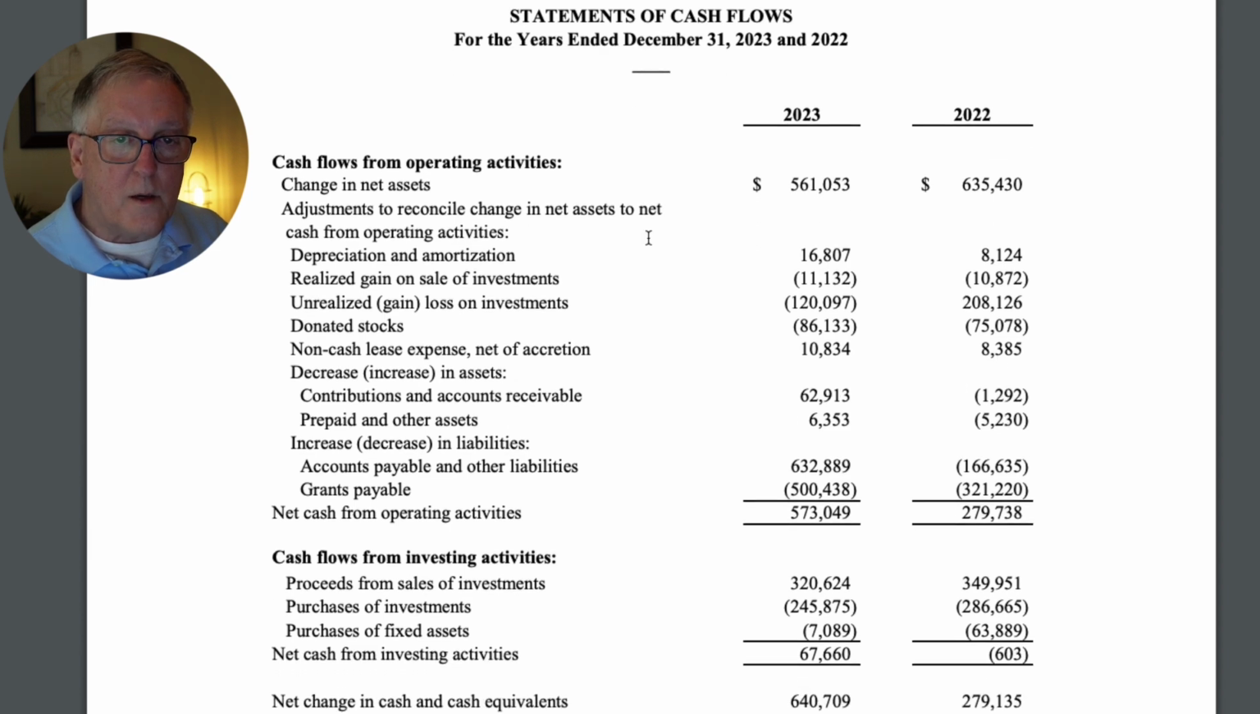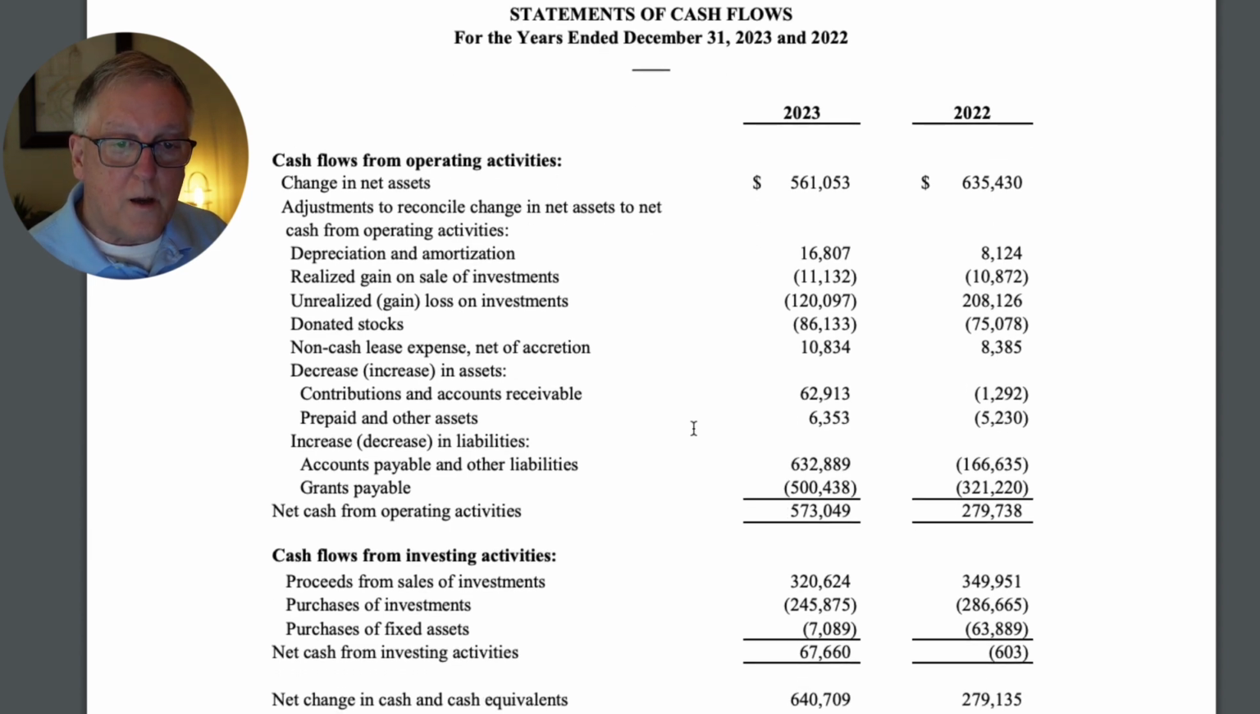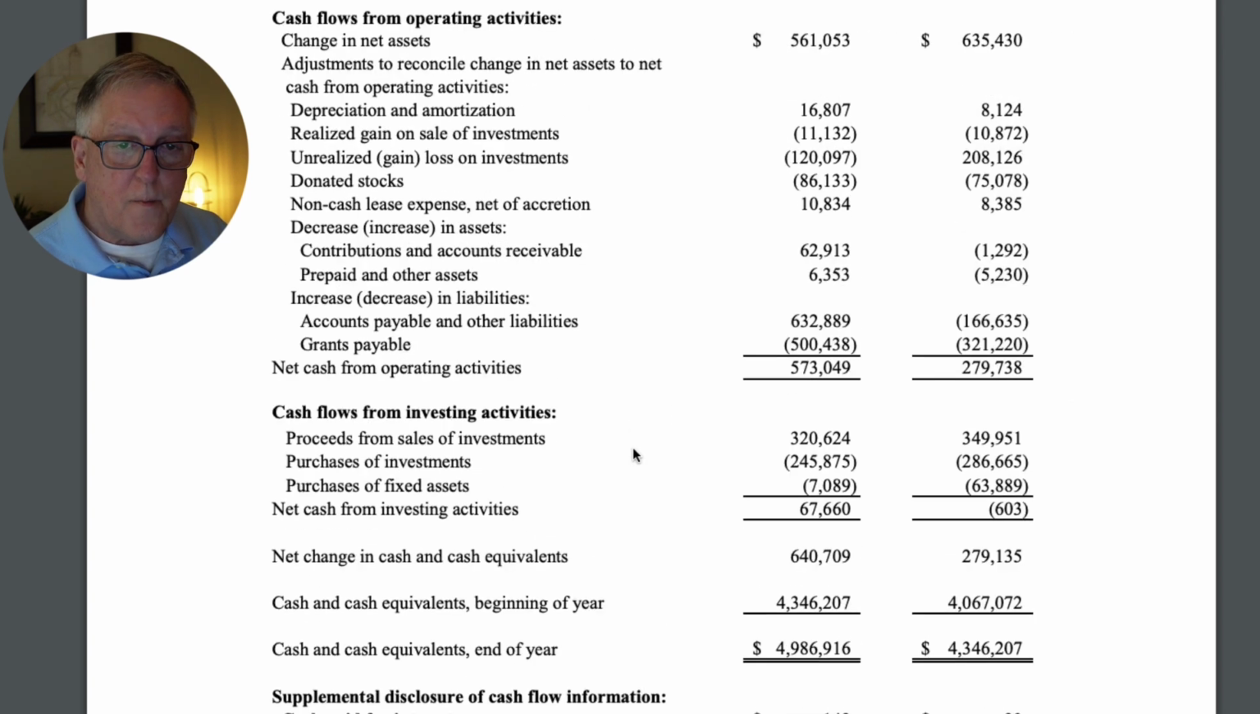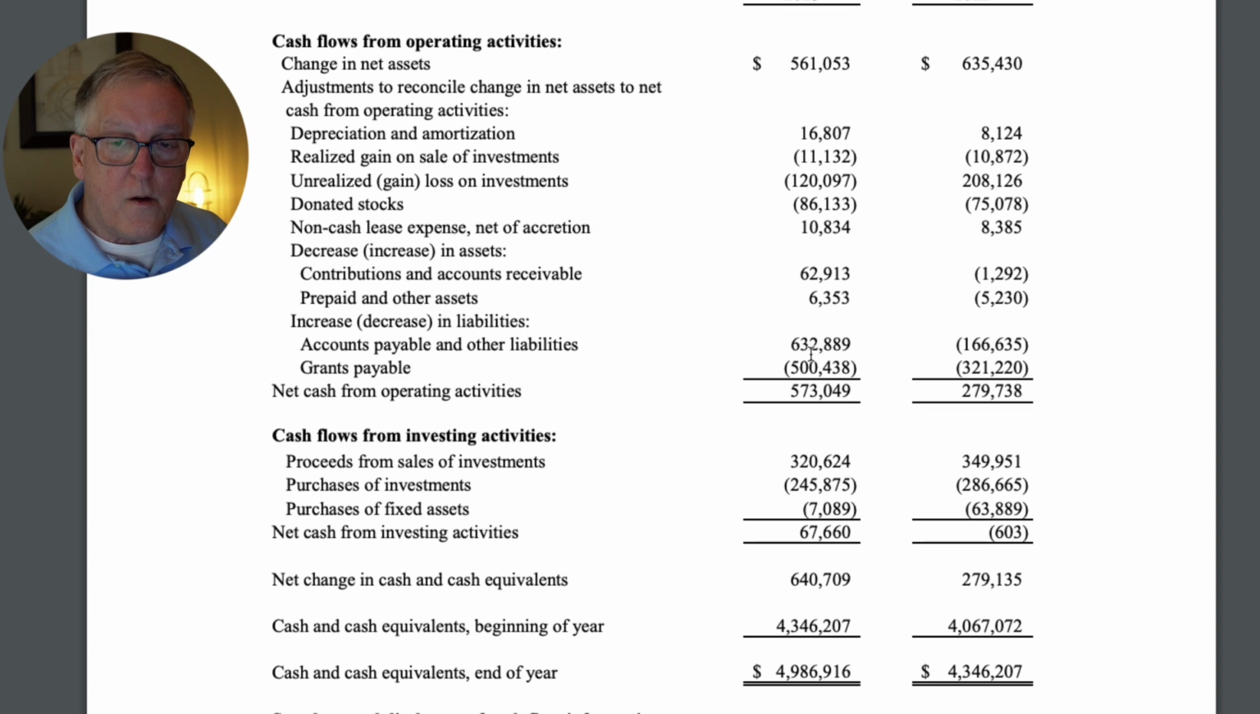Now, here we see cash flows from operating activities, also cash flows from investing activities. So the cash flows here are being generated by the operations of the nonprofit. These investing activities, that's where they're buying and selling investments. Sometimes you might buy or sell property, but we've got two categories here. You could have a financing activities category as well, but they don't have that in this statement.